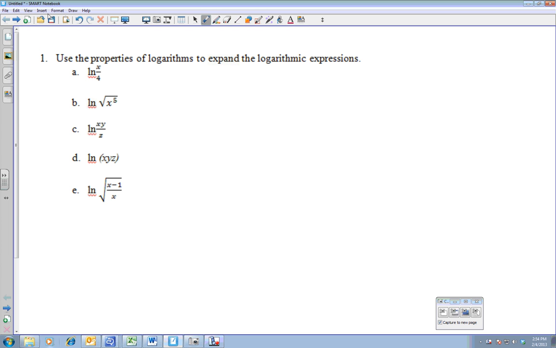Okay, this is number 1 off of your section 5.1 worksheet. We're going to use the properties of logarithms to expand the logarithmic expression. So remember, properties of logarithms say that if I have division, it can be rewritten as subtraction.